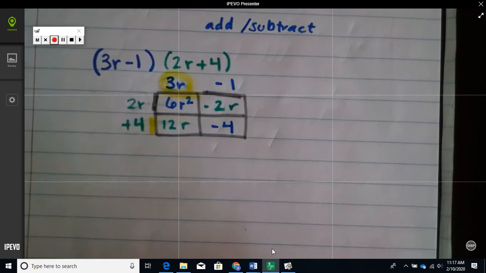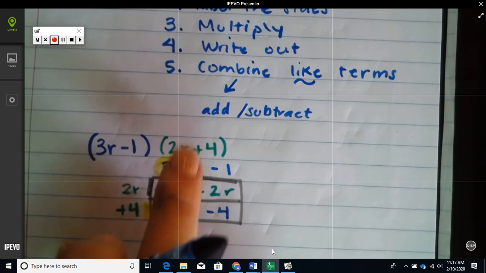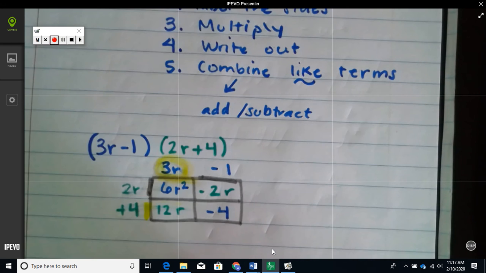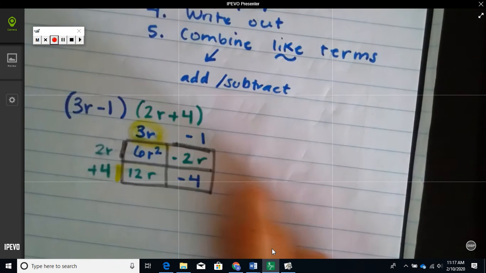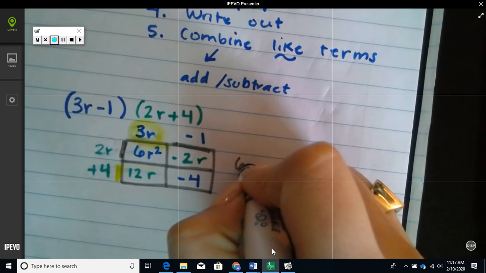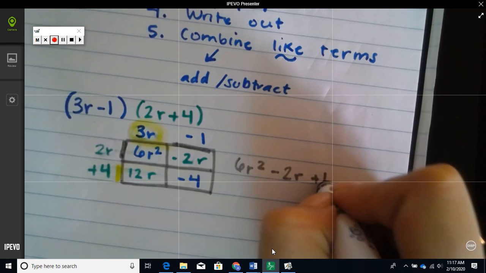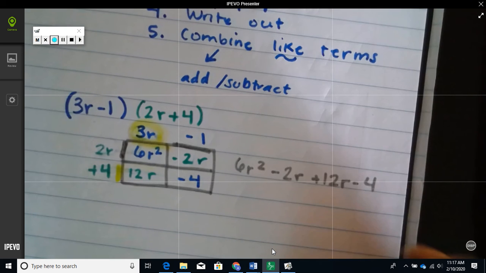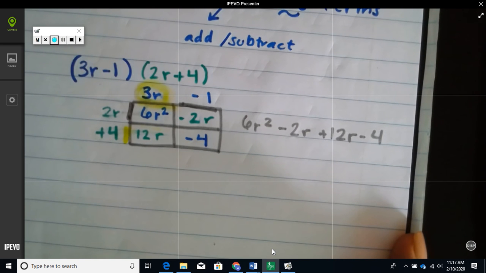Alright, so that was my third step to multiply. So I multiplied everything on the sides to get the inside of the box. So now I'm going to write it out. My 4 boxes, I'm going to write them out. So it was 6r squared minus 2r plus 12r minus 4. Okay, so now I'm going to do my last step, which is combine like terms.